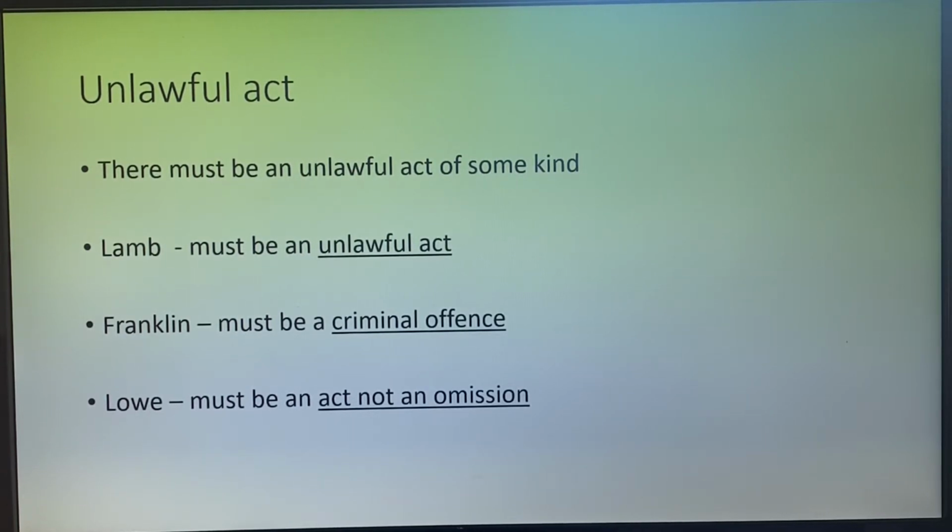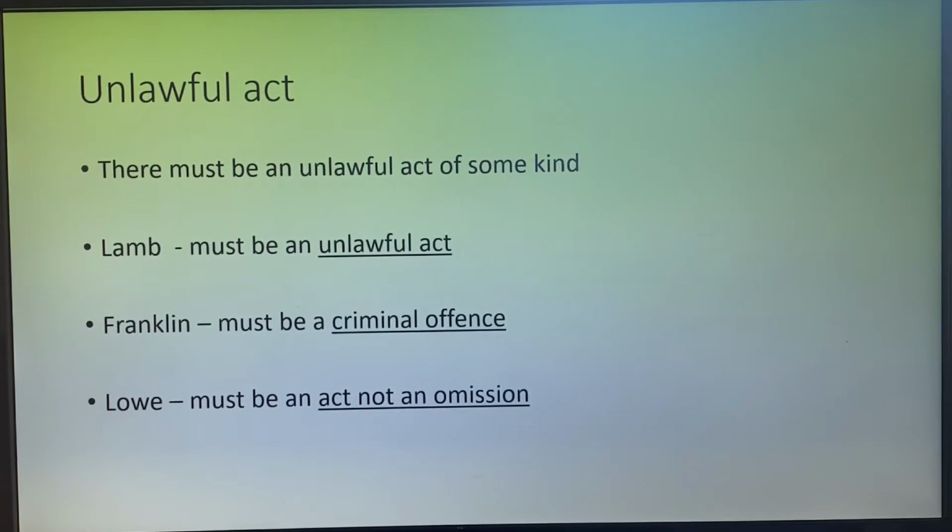Lamb is a good case to illustrate this. In Lamb, two boys were playing with a revolver and one of them accidentally shot the other. Essentially, there was no unlawful act. The boy hadn't committed a crime. You've got to get past the fact that he shot his mate, and that seems a bit weird, but just go with it. Essentially, there was no unlawful act. He didn't do it on purpose or anything like that. It was just clearly a mistake. So he couldn't be guilty of unlawful act manslaughter.